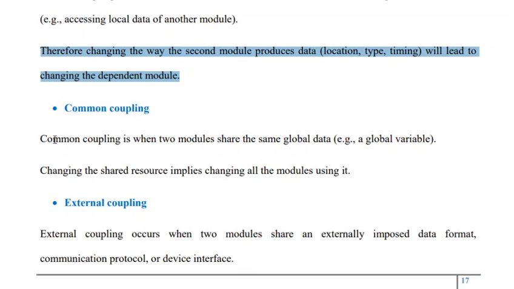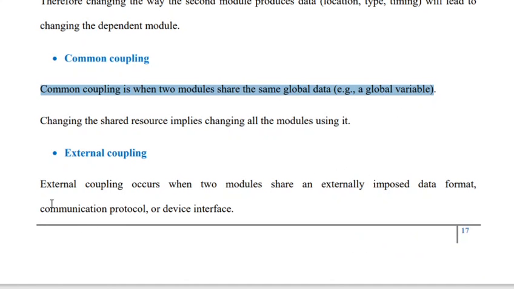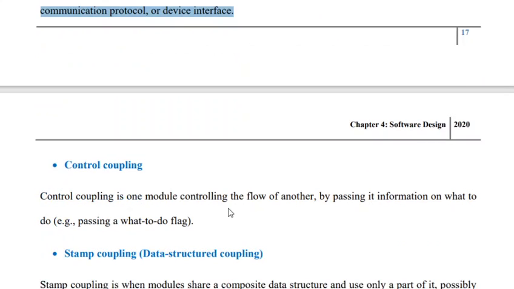Now, common coupling. Common coupling refers to a situation where two modules share the same global data. Now, external coupling. External coupling refers to a situation where two modules share some externally imposed data format, communication protocol or device interface. This is called external coupling.